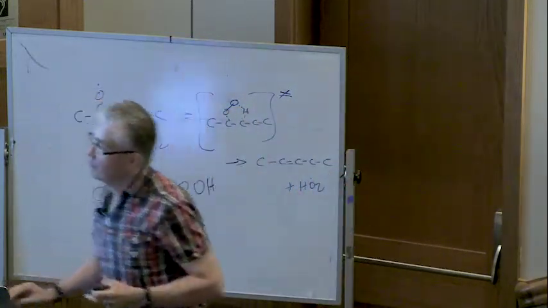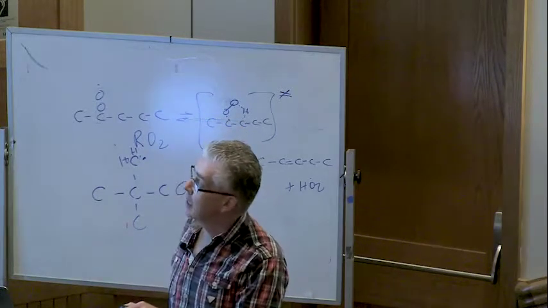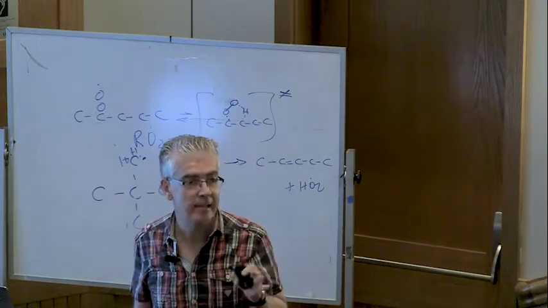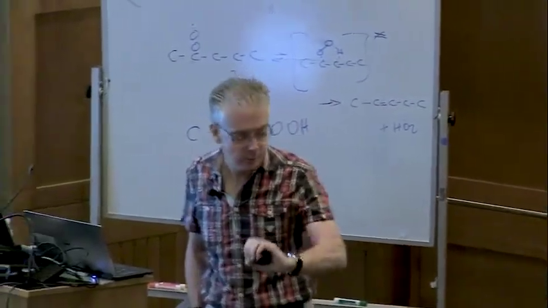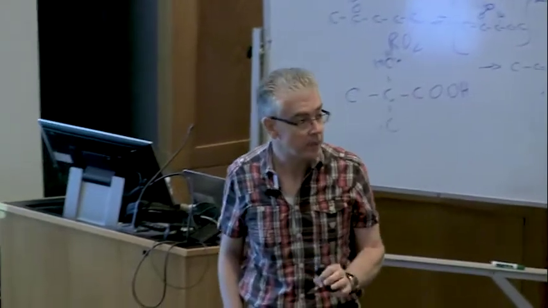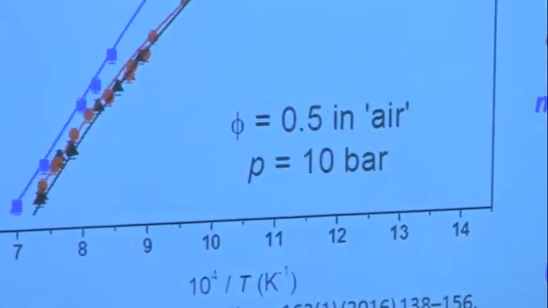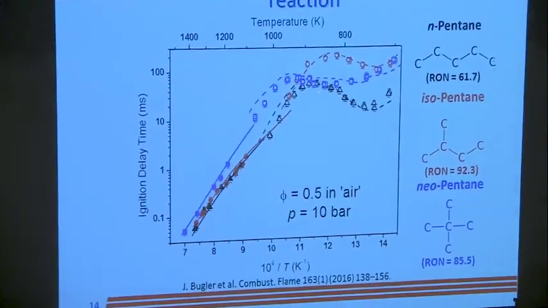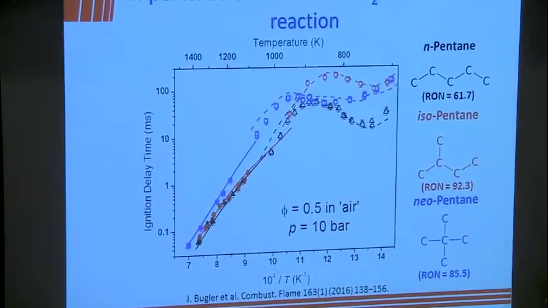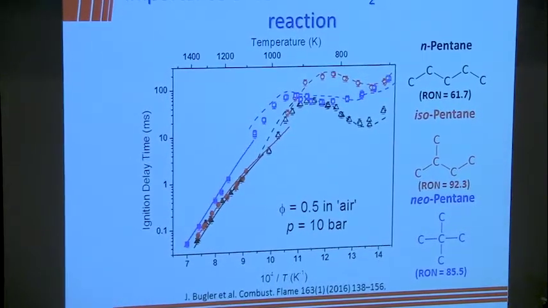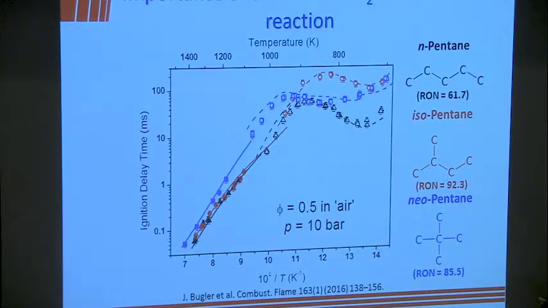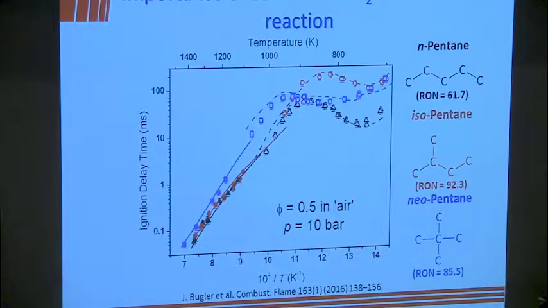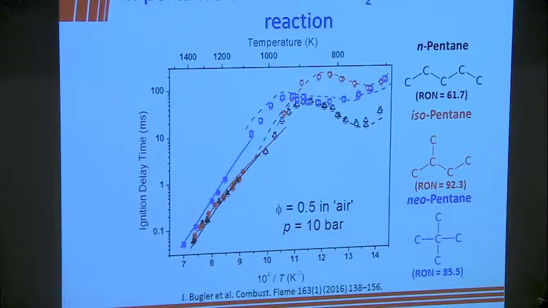And so, for N-pentane and isopentane, we can get these concerted elimination reactions. Those concerted elimination reactions contribute significantly to negative temperature coefficient behavior. And you can see very pronounced negative temperature coefficient behavior. So as we go higher in temperature, the reactivity of the system decreases significantly. Okay? And you see that very much so for N-pentane, a little bit less for isopentane, but it's still significant. And you don't see it at all for neopentane.